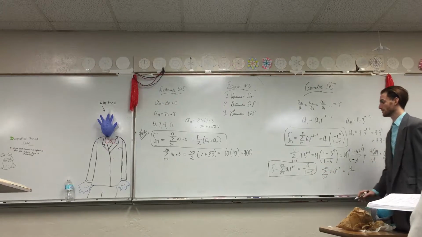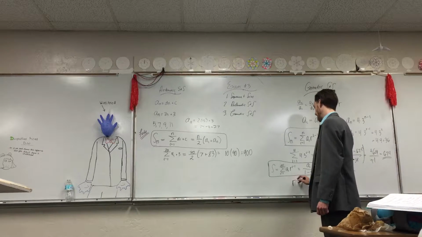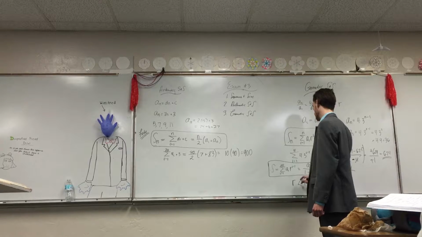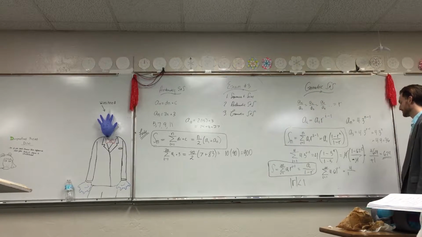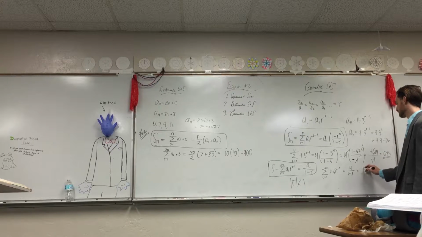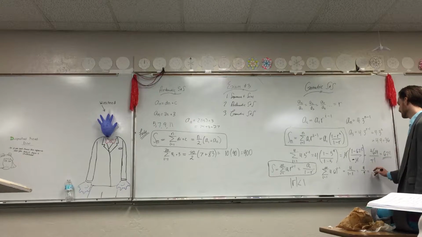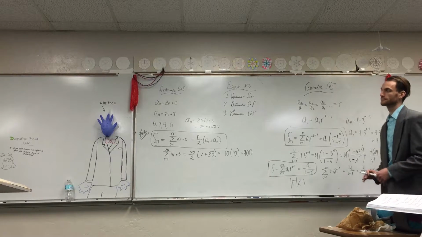Remember, r has to be less than 1. The absolute value of r has to be less than 1. Okay? Then it's 4 over 1 minus 0.1, which equals 4 over 0.9, which equals what? 4.4 repeating. Okay?